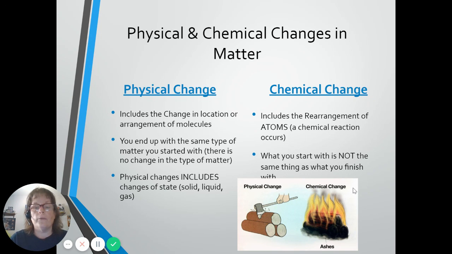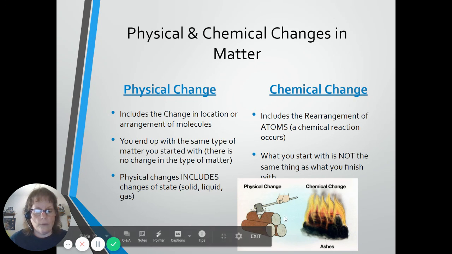Chemical changes, however, rearrange the atoms and a chemical reaction occurs. So what you start with is not the same thing that you end up with. Okay, so look at our picture. You got the wood, and you're chopping the wood. But even though you got smaller pieces of wood, those smaller pieces are still the same wood that you started with. They're just smaller pieces. You haven't changed anything about them chemically. On the other hand, when you set that wood on fire, you end up with the ashes. That's a chemical change because it's no longer wood.